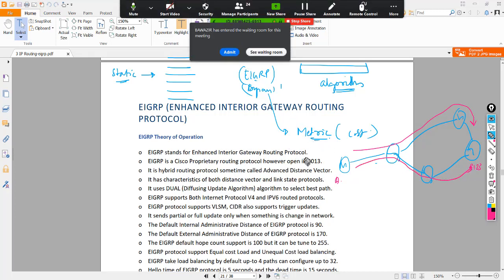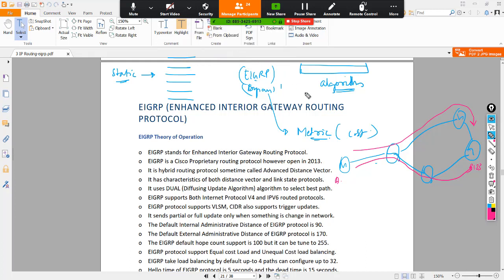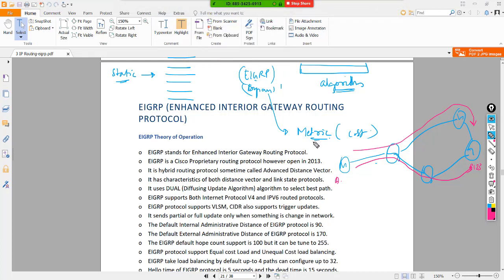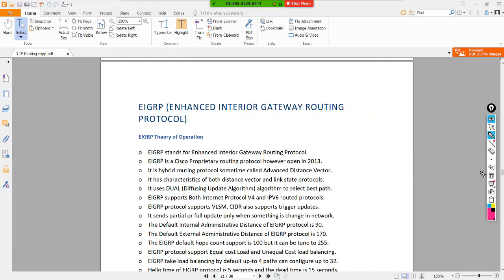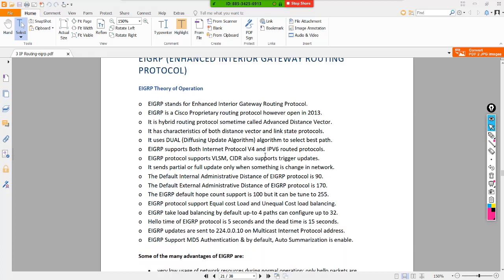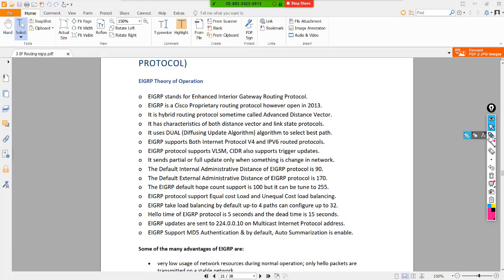Now it can go via this direction or it can go via this direction. So what EIGRP is going to do is see a simple fundamental here, that is cost. If the cost is less, then it's going to prefer that route. Now you need to know how EIGRP is going to calculate cost. Before going ahead with some advanced topics, let's start with the basics of EIGRP, and then we will go step by step here.